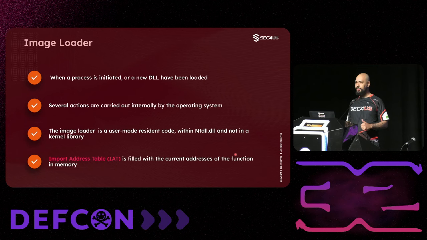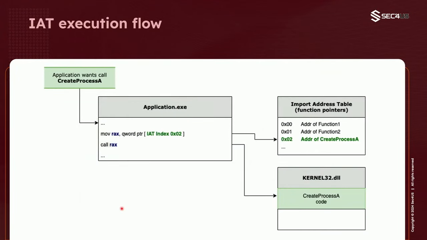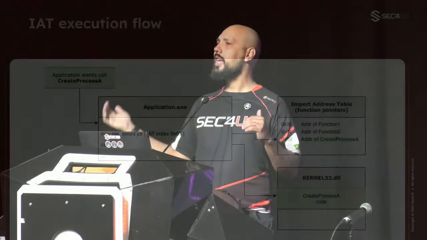And when I execute some process, or when I load a DLL inside of another process, or when I initiate a process, several actions have been done behind the scenes. One of the most important to this talk is related to the import address table. The import address table, in a few words, is a table that has the name of the function that I want to execute, for example CreateProcess, and the ID representing it inside of this table. When I run the application, the loader of the operating system will look through all loaded DLLs and fill this table with the real address of this function in the operating system. Virtual address, of course.